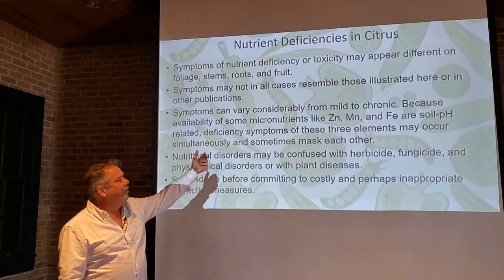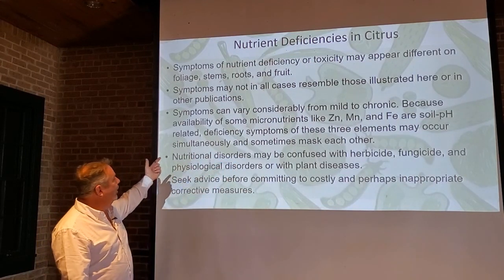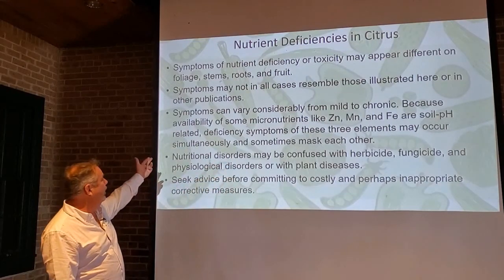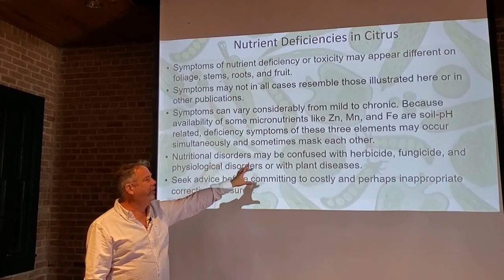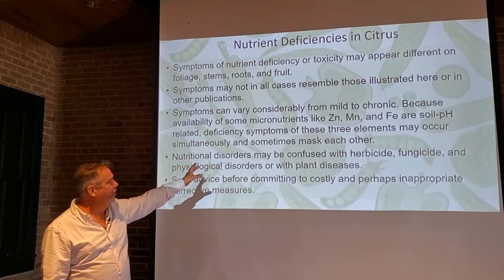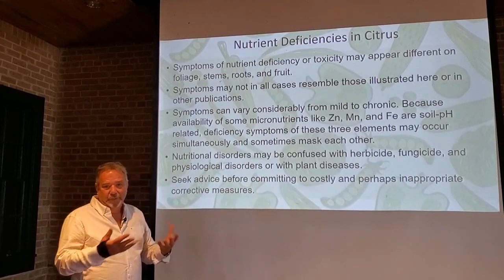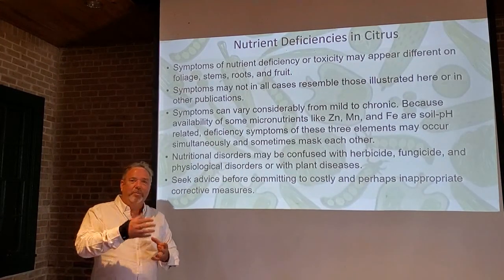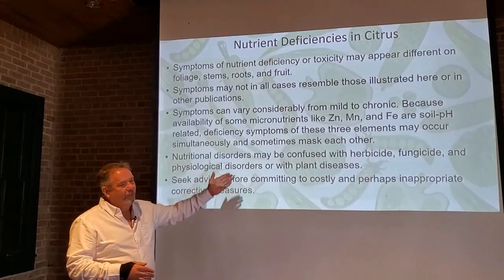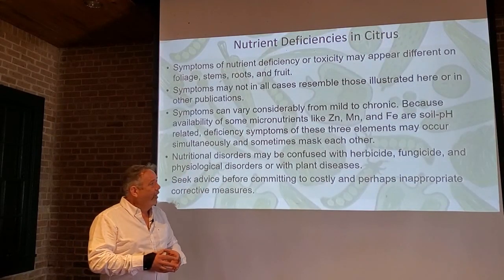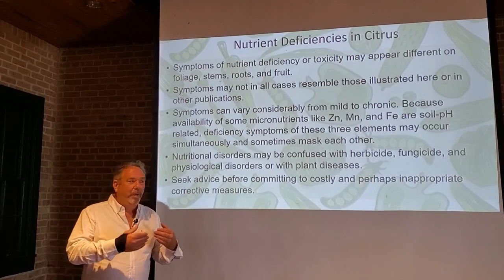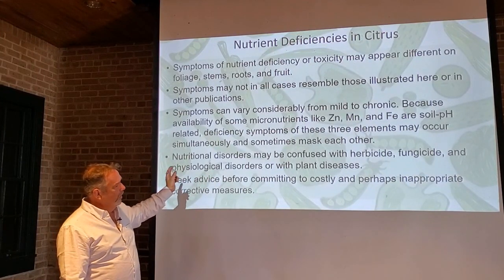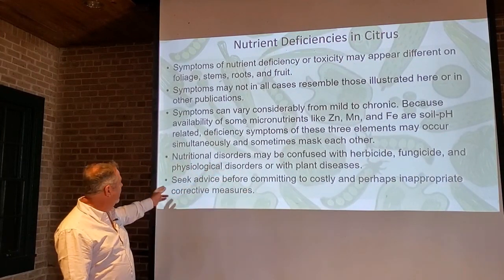Symptoms can vary considerably from mild to chronic. Because availability of some micronutrients like zinc, manganese, and iron are soil pH related, deficiency symptoms of these three elements may occur simultaneously and sometimes mask each other. So basically what they're saying is if your soil pH is not proper for the citrus trees, all three of these could be a problem for the tree, and it might be difficult to tell exactly which one because all three of them are going on at the same time. So a lot of times just taking care of the pH will take care of that.